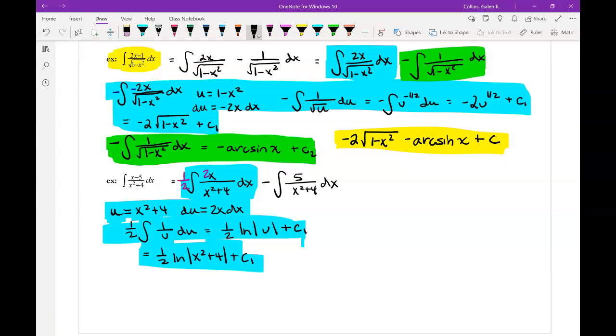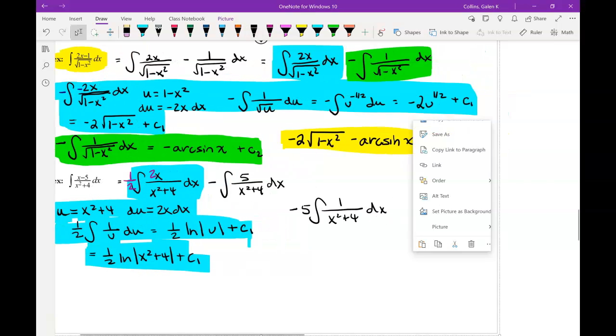So now let's look at the second part. I'm going to keep the negative. I'm going to pull the 5 out front since that's a constant multiplier. And I've got 1 over x squared plus 4 now in my integrand. Oops, that's supposed to be a plus 4.